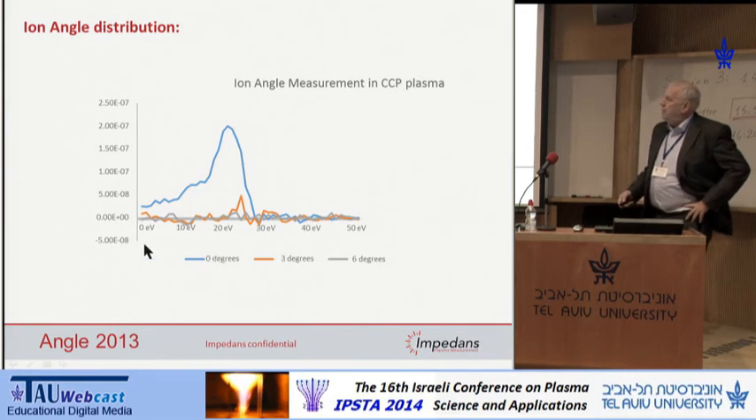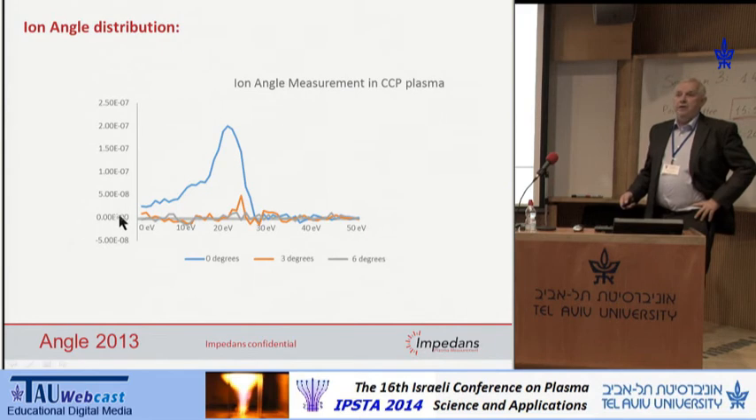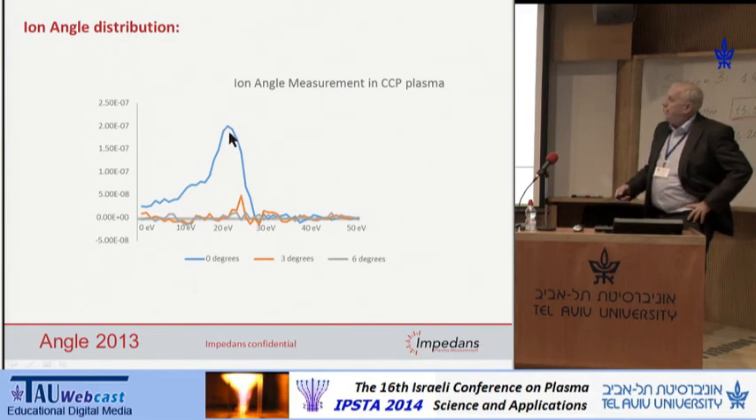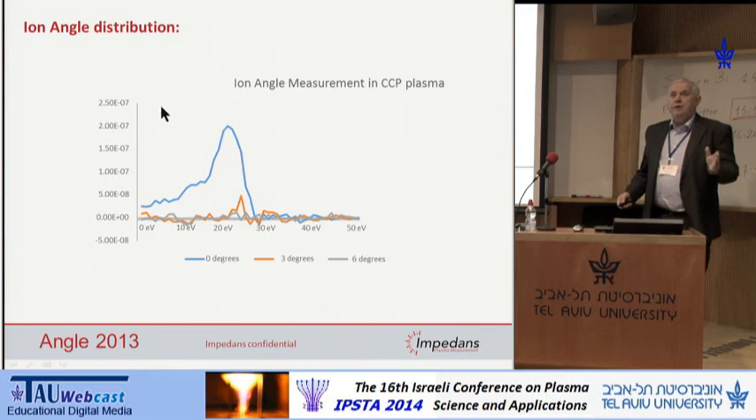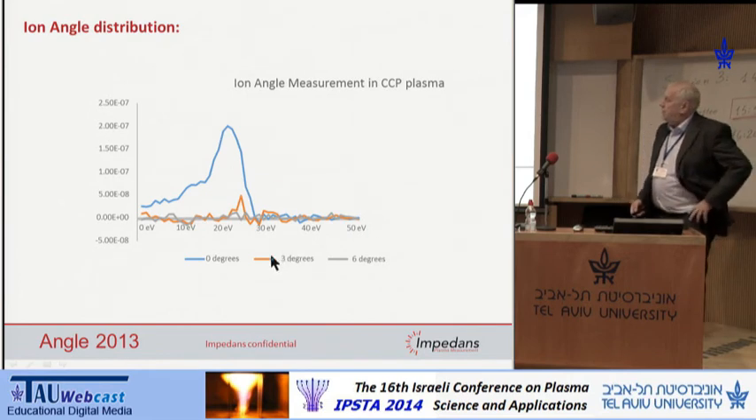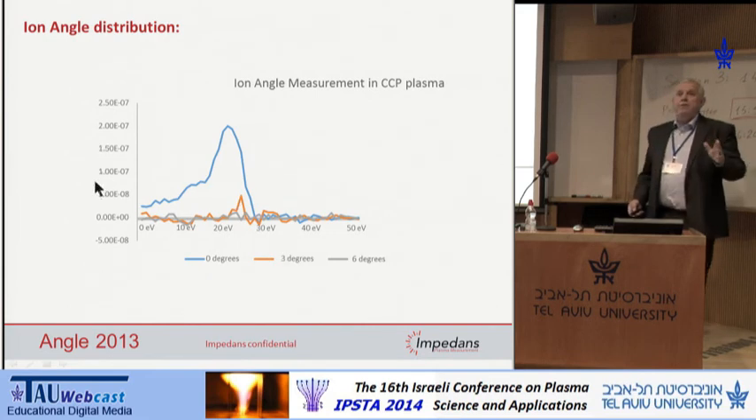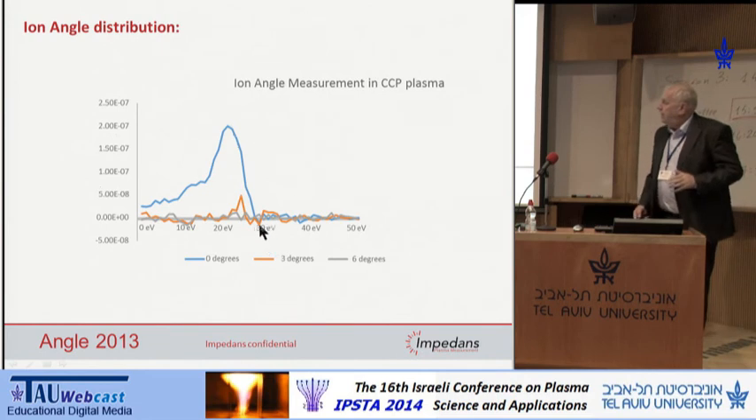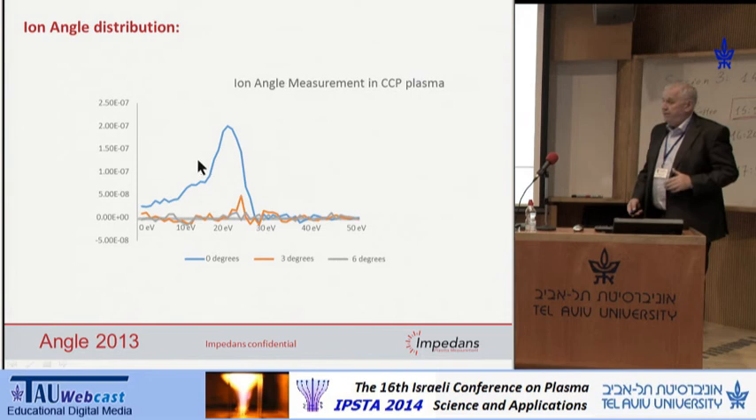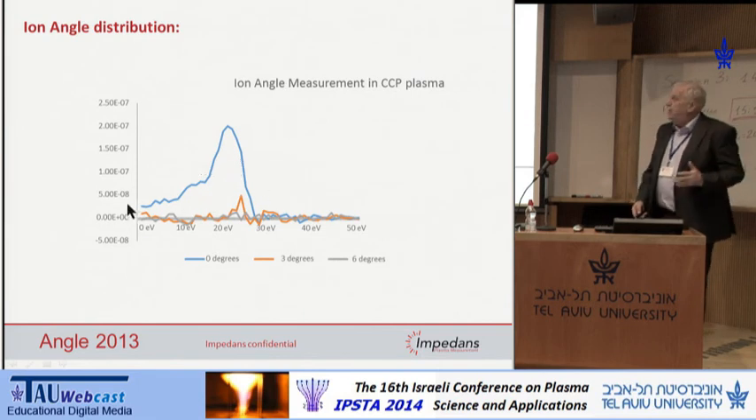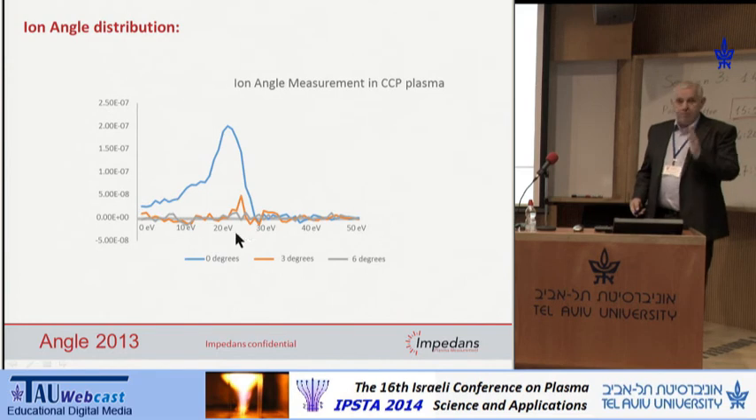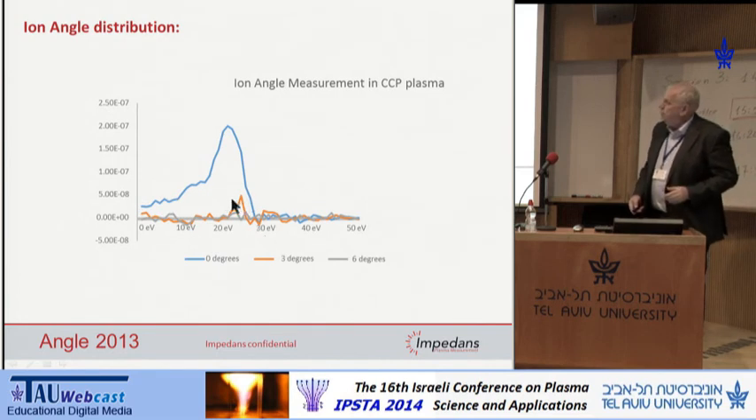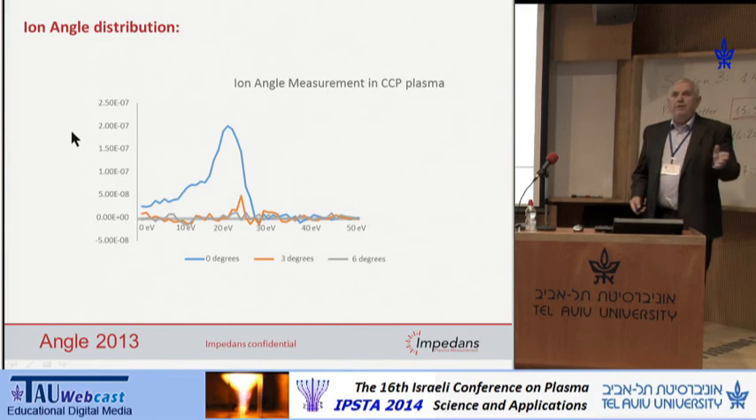But that's determined for angles between 0 and 3 degrees. So the blue curve is ions arriving at the surface with angles between 0 and 3 degrees. This curve here is ions arriving at the surface between 3 and 6 degrees. And then the next one, the grey one, is ions arriving between 6 and 9 degrees. And we can see that basically the vast majority, 98% of the ions, are arriving at the surface perpendicular to the surface. But we have a small component of ions arriving between 3 and 6 degrees.